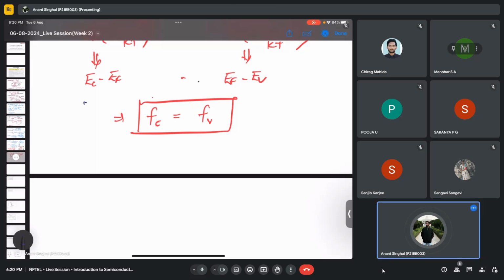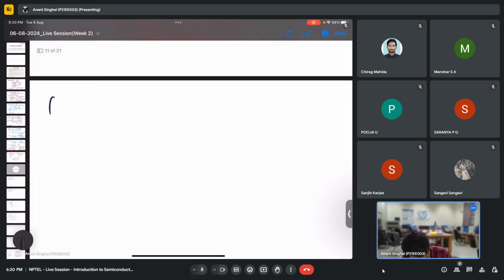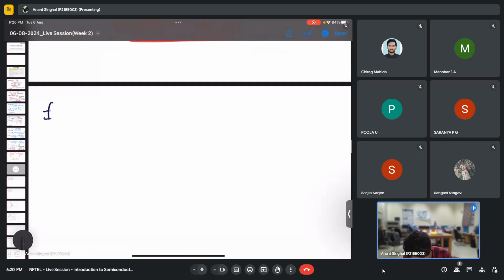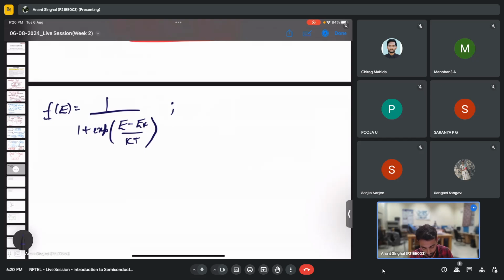Okay, so let's proceed ahead. What we have read is Fe is 1 upon 1 plus exponential E minus Ef over KT. Let's do a very quick analysis on how this Fe changes with your energy. That is very important to go further.